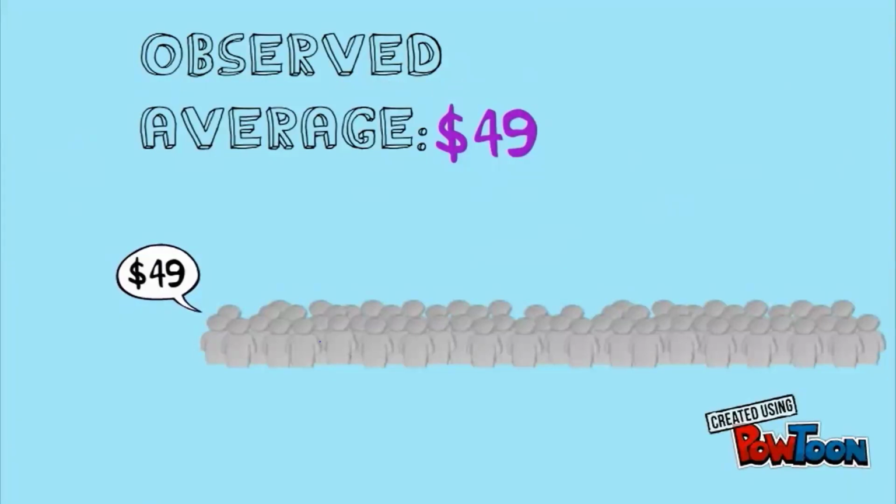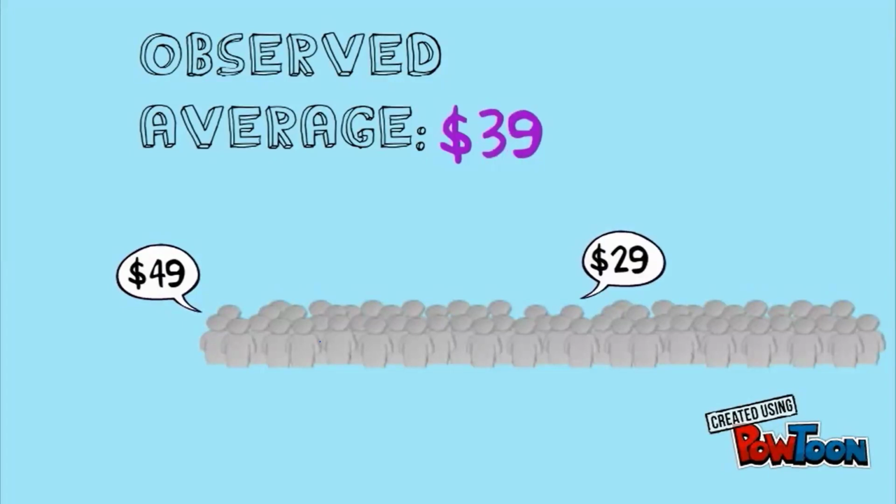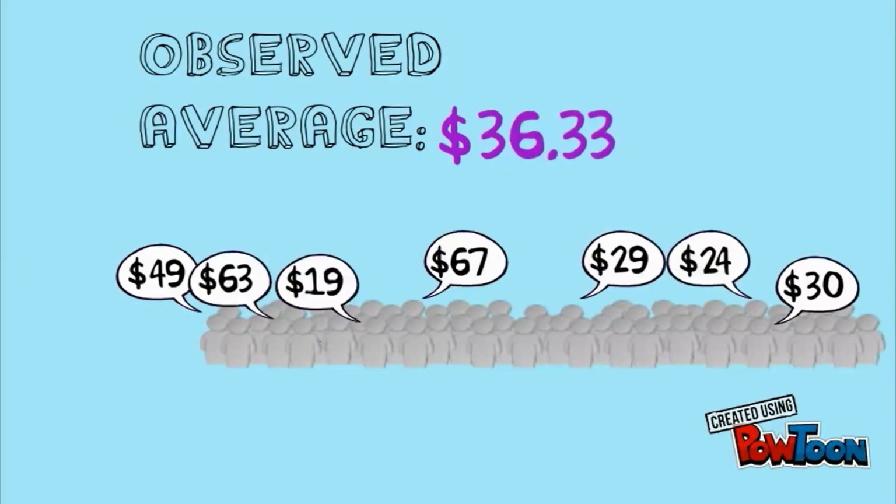After asking the second person, $29, and averaging that value with the first, we are likely to have a better estimate of the group average. As we continue this process of adding observations and thereby increasing our sample size, we'll generally get better and better estimates of the group's average.